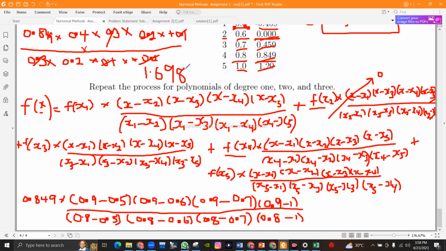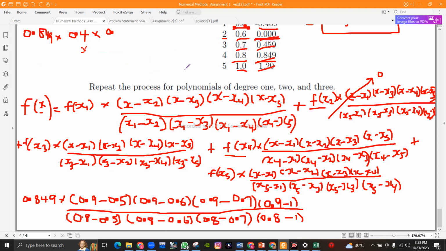So we've gotten four answers now. The first one is 0.0918. The second one is 0 because f of x2 was 0. The third one is 0.918. And the fourth one is 1.698. So let's move on. We are going to the last one, which is f of x5.